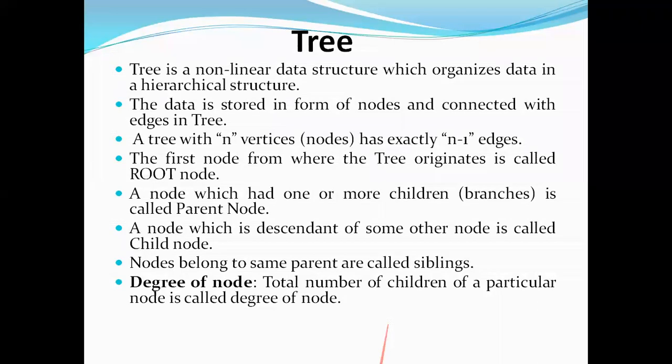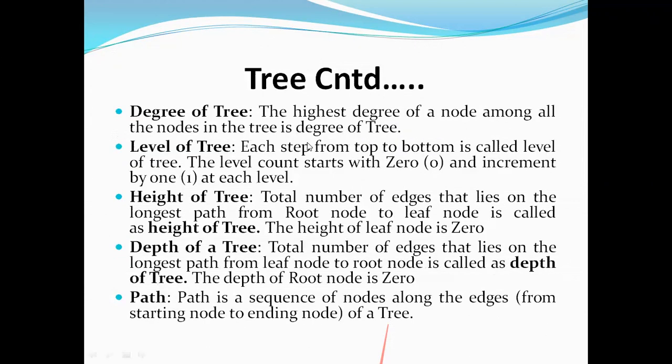Degree of a node is the total number of children of a particular node. If there's any particular node and that node is having, let's say, three children, then we call the degree of that node 3. So what is the degree of a tree then? The highest degree of a node among all the nodes in the tree is called the degree of the tree. The node that is having the highest degree, we call that degree the degree of the tree.